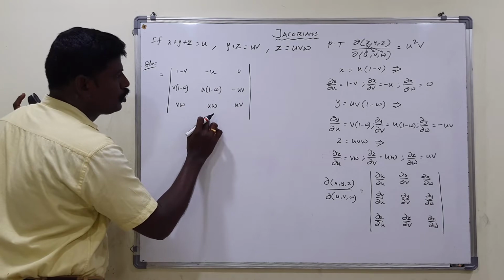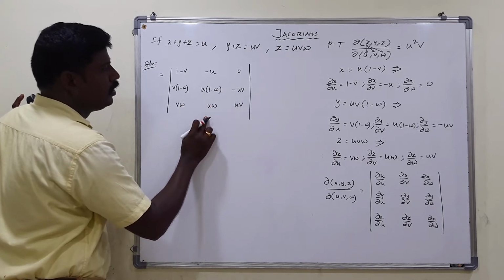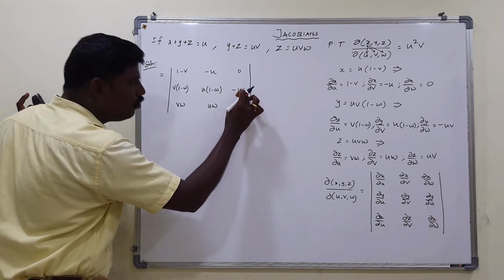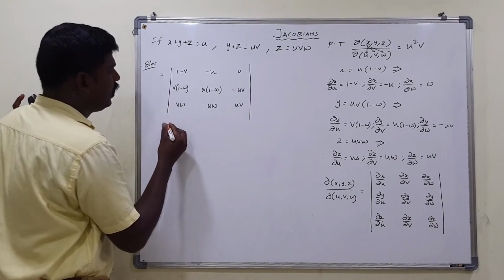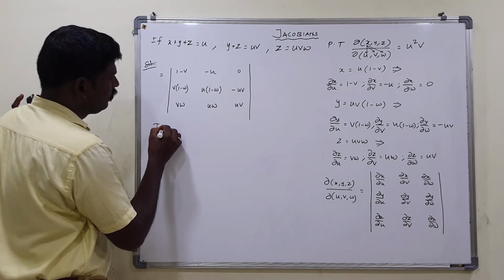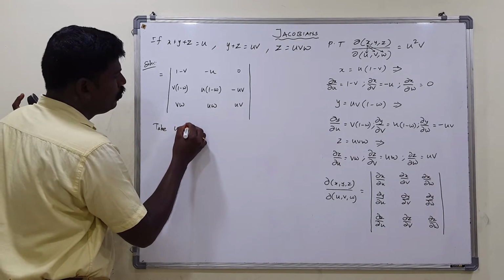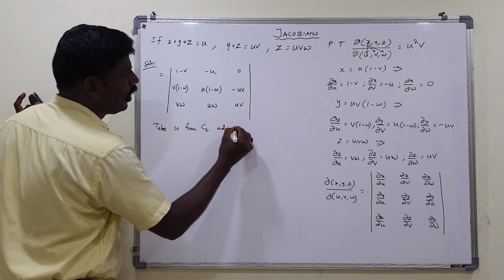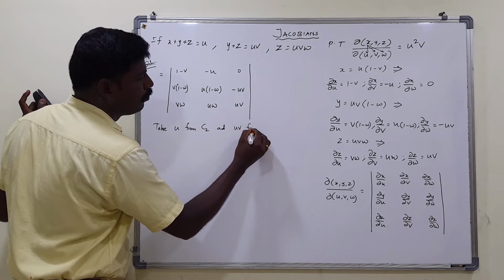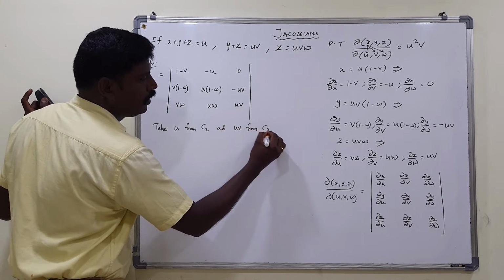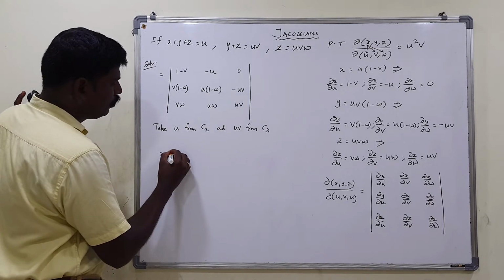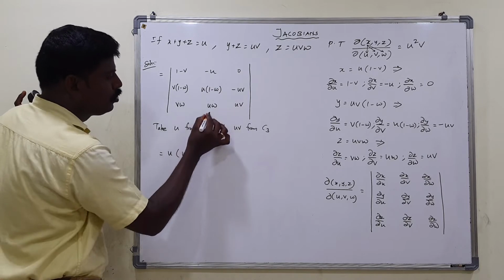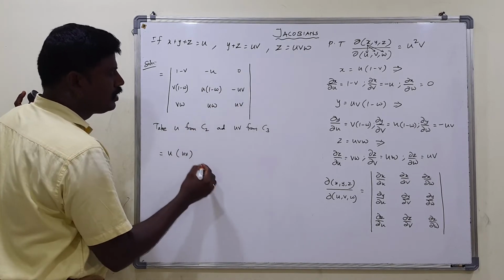Look at C2, u is common, isn't it? So we can take it out of the determinant. Similarly from C3, uv is common, so we can take it out of C3. So take u from C2 and uv from C3. Okay, so the determinant becomes u into uv. So this u is taken from C2 and this uv is taken from C3.